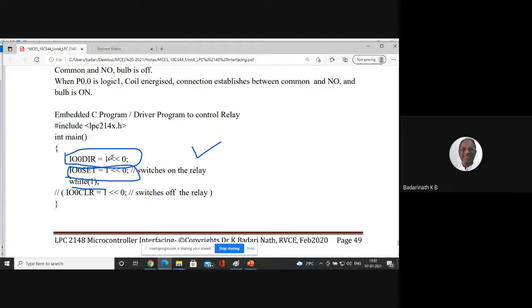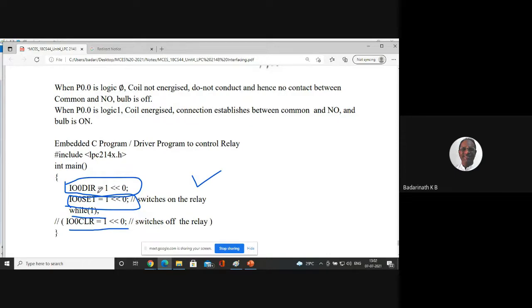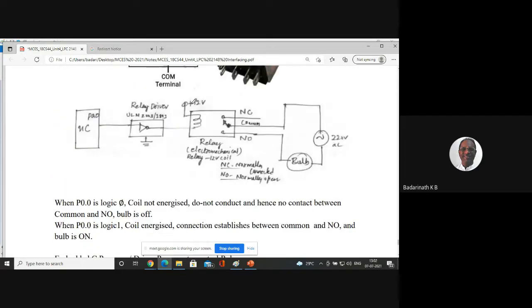Whenever you want to make the relay off, you can use the IO0CLR statement. This is how you can use this program to switch on and switch off the relays. This is a complete circuit I have given here. I have taken only one part, how I connected the bulb. This completes the discussion on high power devices.